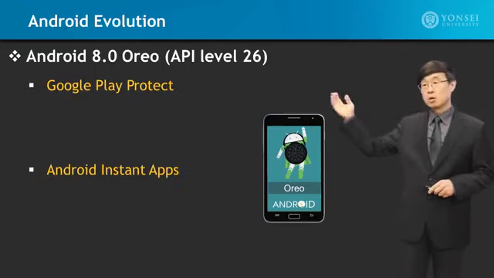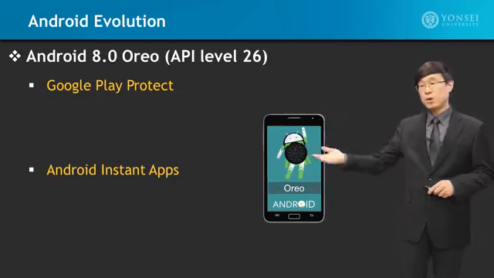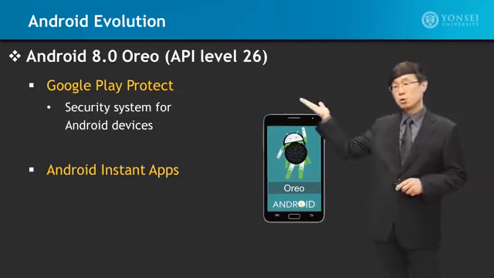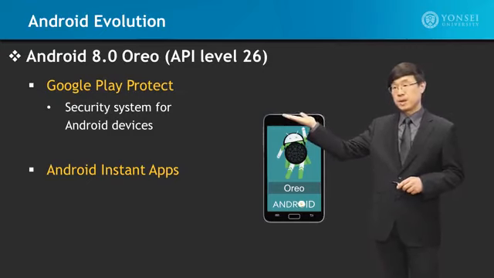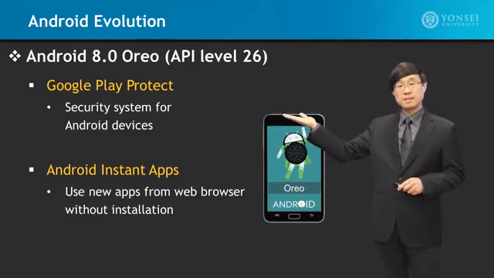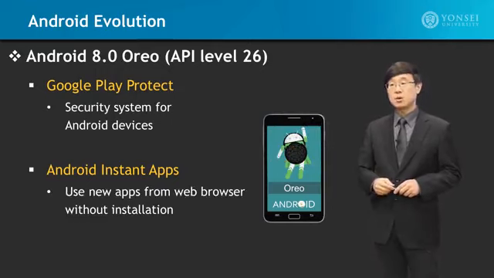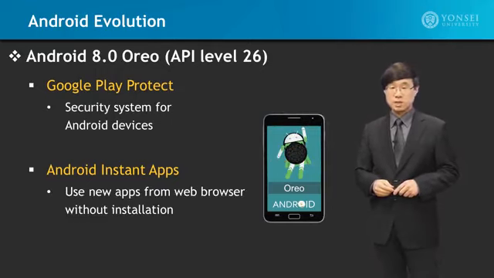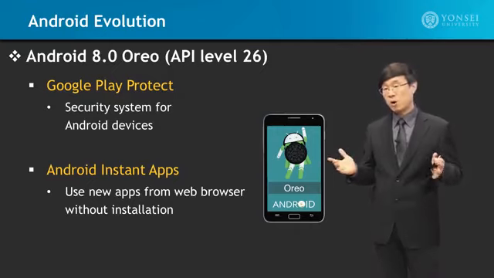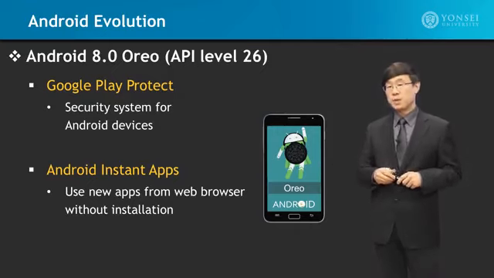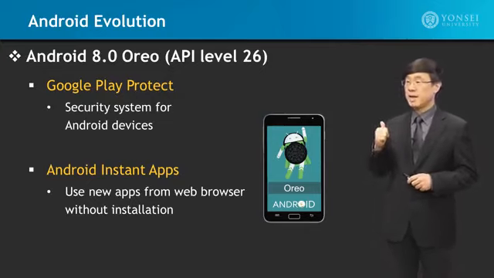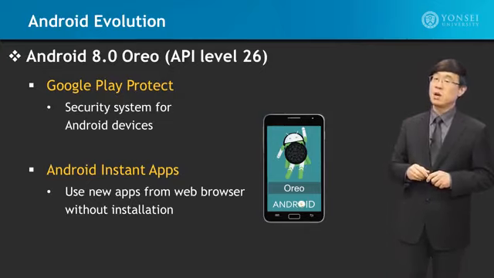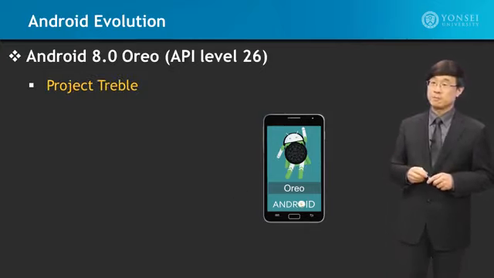In addition, Google Play Protect and Android Instant Apps features were added, where Google Play Protect is the security system for Android devices. And Android Instant Apps are apps that run from a web browser without installation. The details of how these are made possible in the overall operation will be explained in the following lecture when we talk about Android architecture.